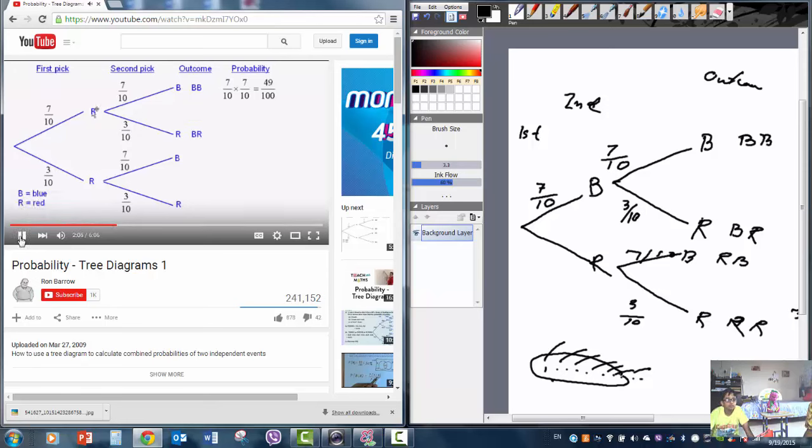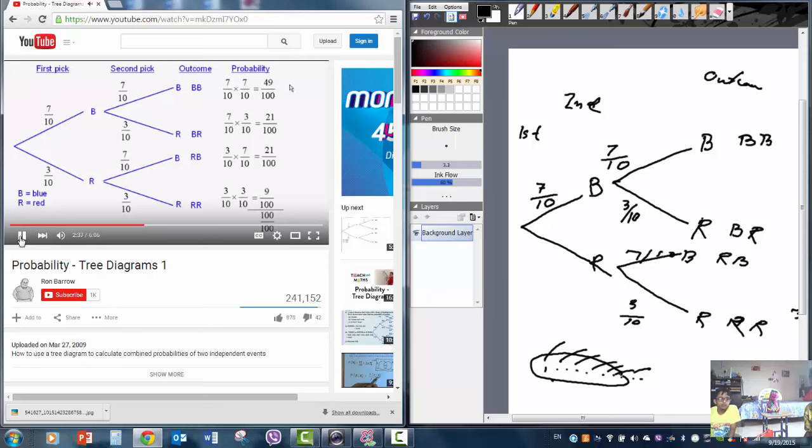The next branch is first blue, then red, BR for short. 7 tenths times 3 tenths, 21 hundredths. This branch here is first red, then blue, RB, 3 tenths times 7 tenths, 21 hundredths. And the fourth one is two reds, first red, second red, 3 tenths times 3 tenths, 9 hundredths.